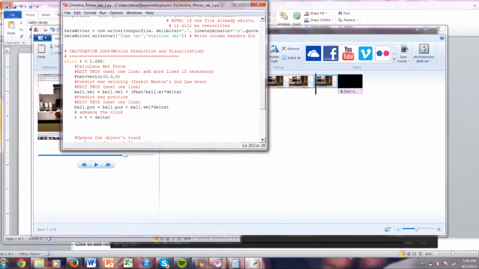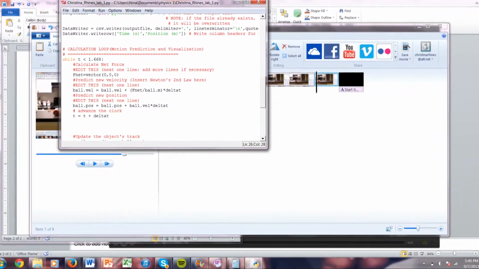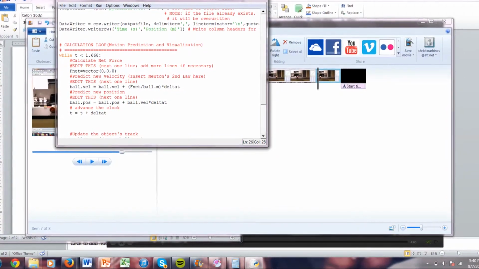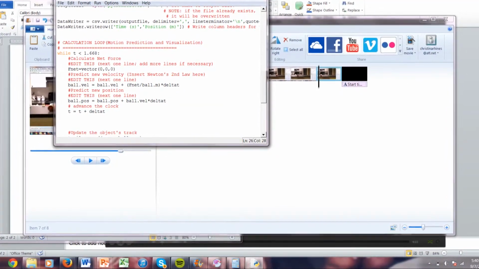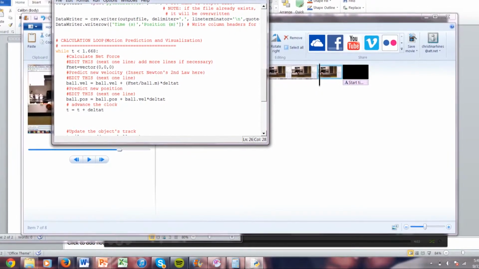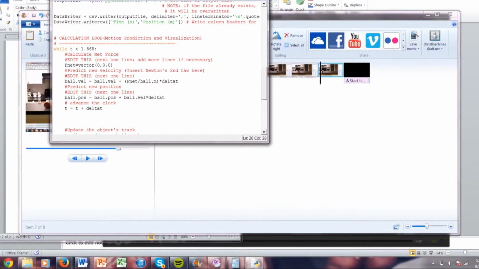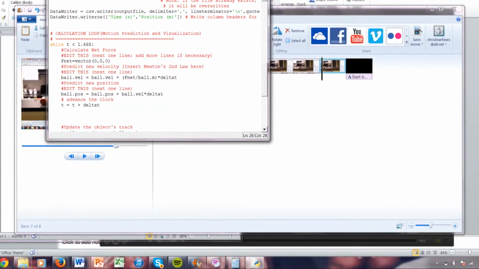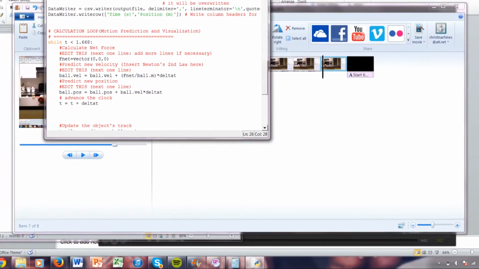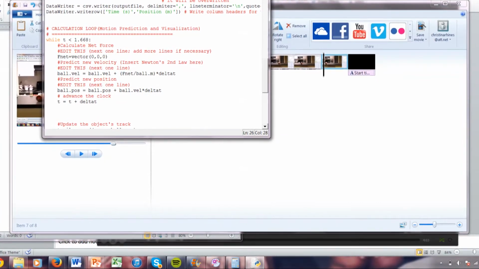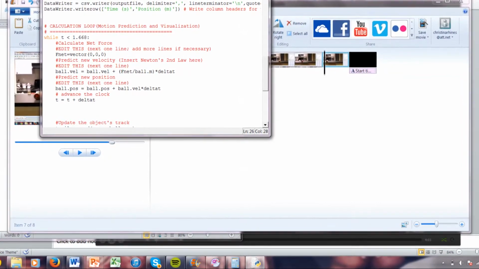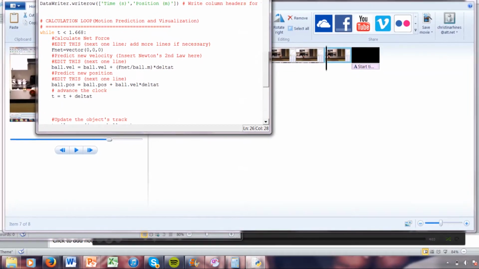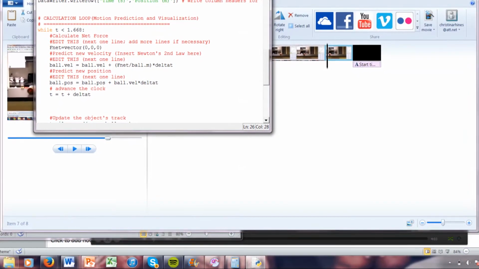This next screen shows where I changed the ball's velocity and position equations so that they would equal Newton's second law. The velocity was changed to the initial velocity plus the net force divided by the mass times delta t. The position was changed to the initial position plus the ball's velocity times delta t. This was all while t is less than 1.668 seconds, which was the time that the can was filmed.